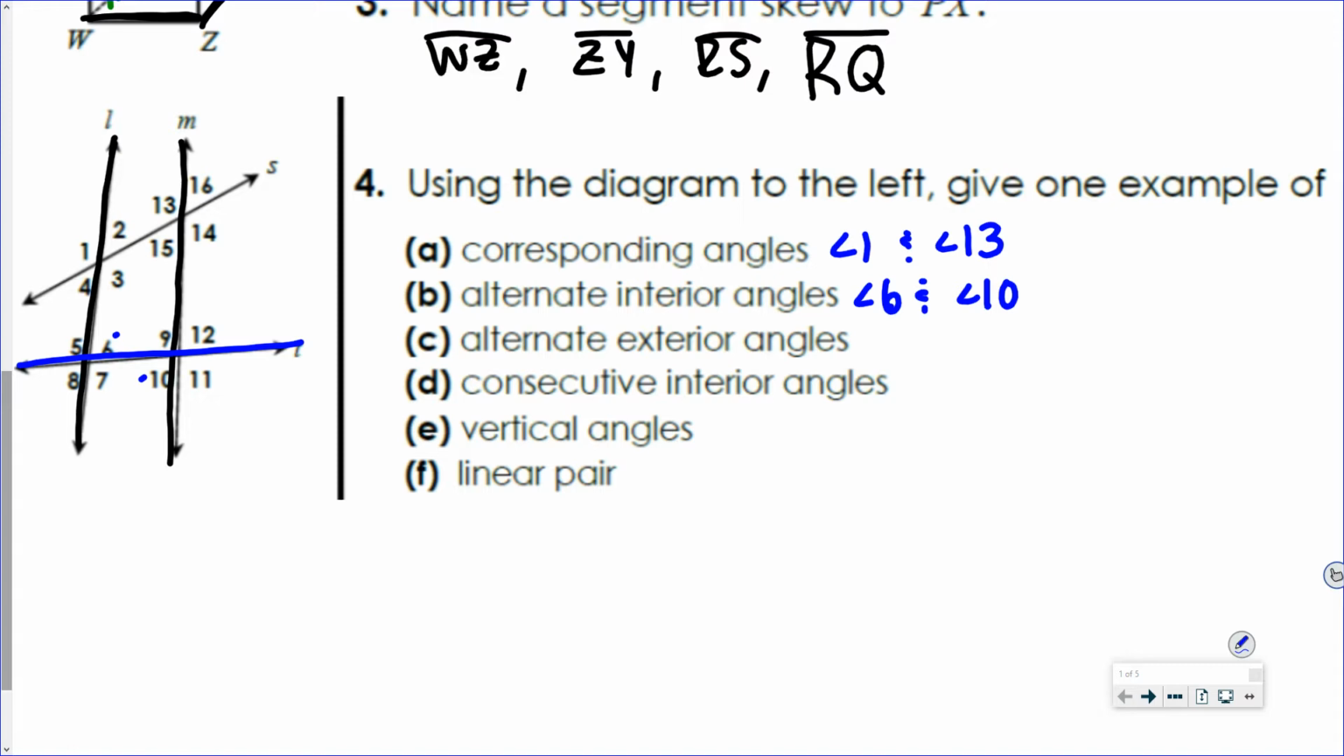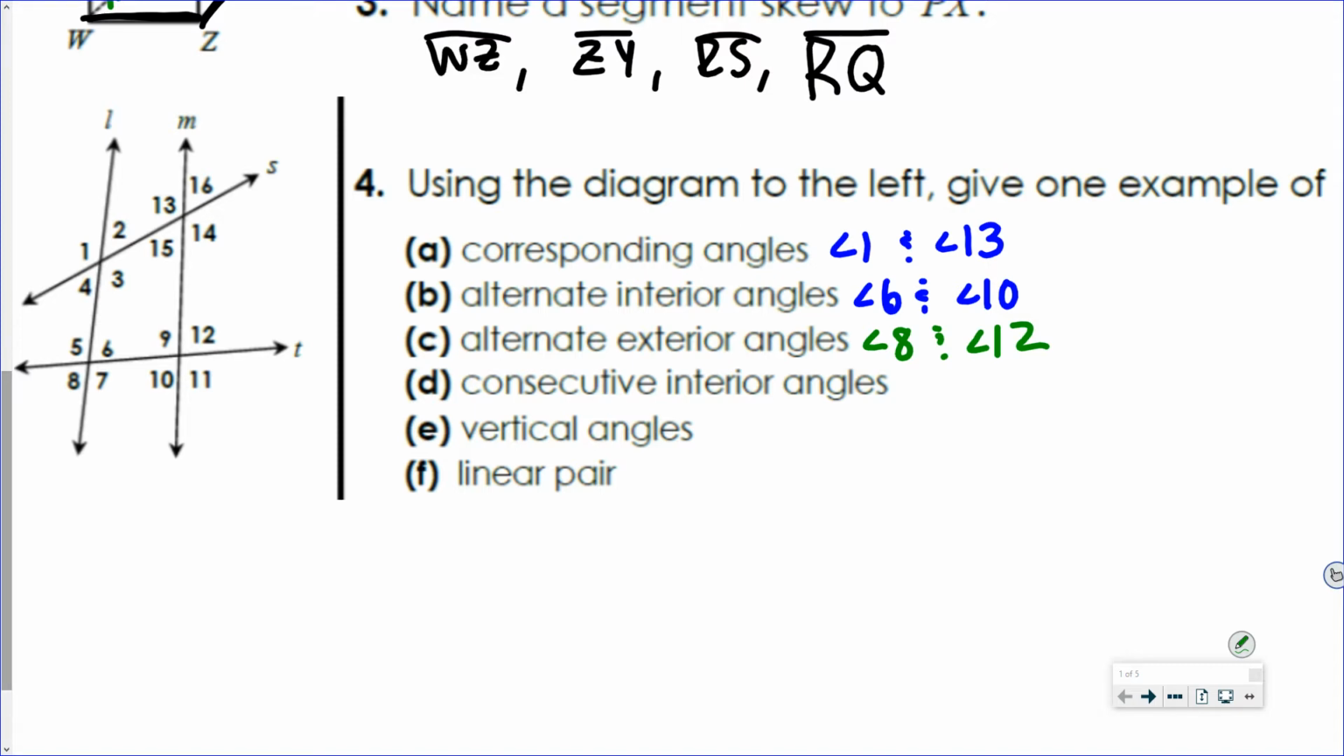So alternate exterior, let's just stick with this example for a second. Now I'm looking at these four angles, 5, 8, 12, and 11. One's on the outside. Alternate still means opposite sides of the transversal. So angle 8 and angle 12 would work for alternate exterior angles. Okay, so kind of hard to check your own, but just make sure that yours make sense with what I'm saying as we're going over this vocab again.